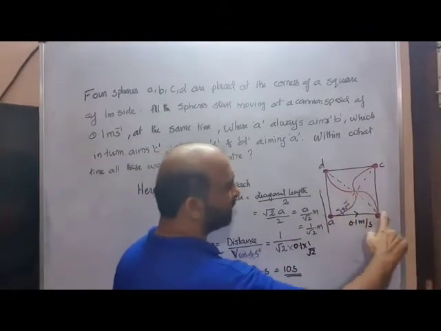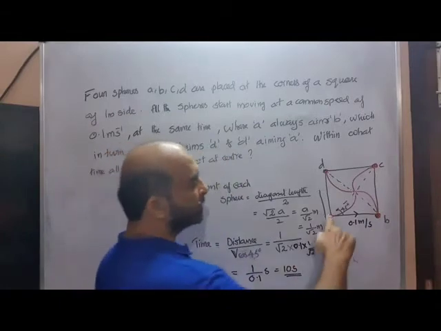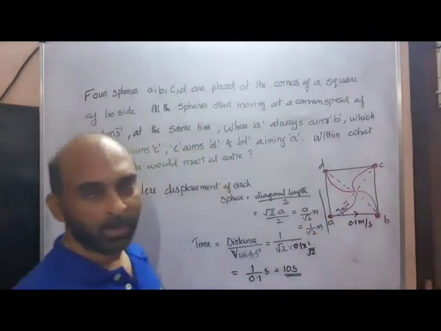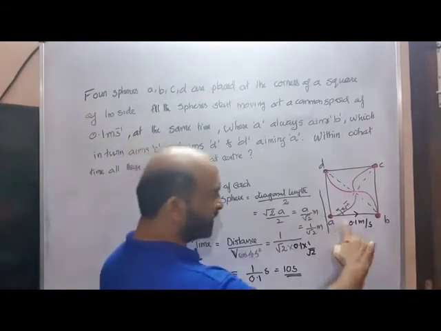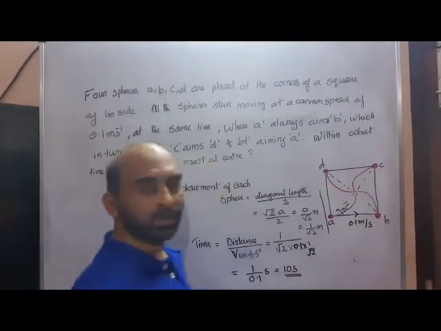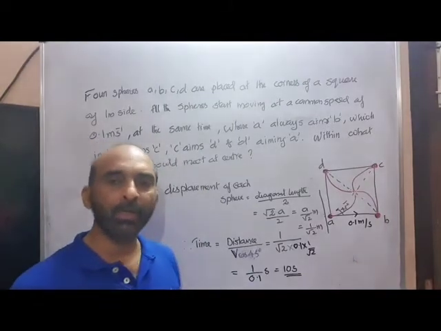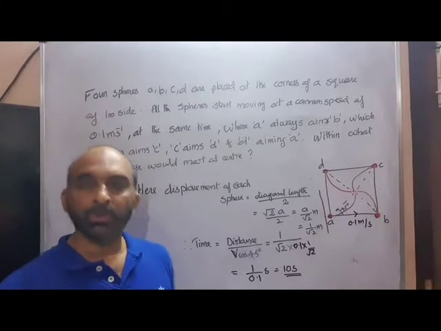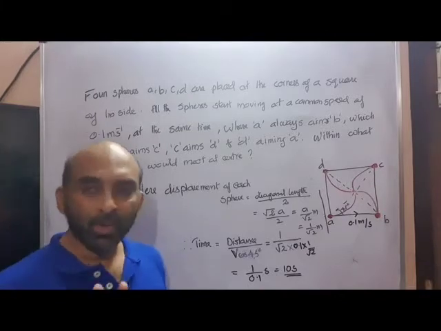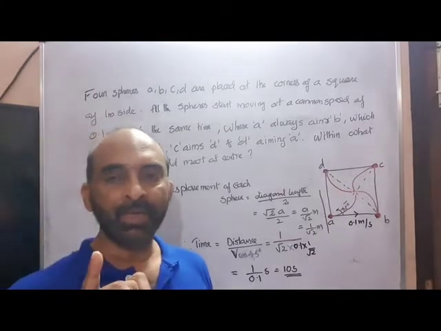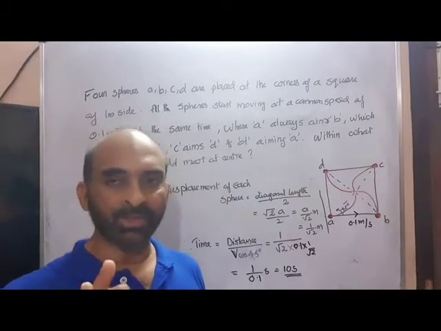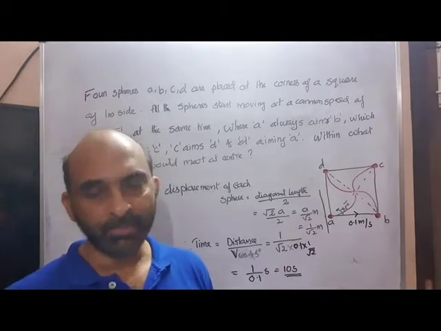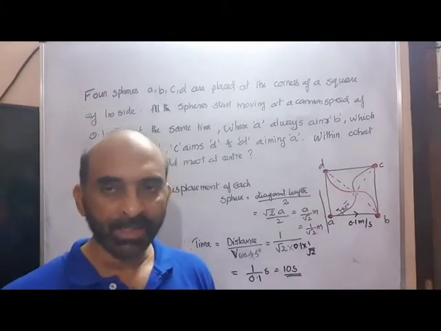This is 0.1 meter per second. So, its component along this line will be, if this is represented as V, V cos 45. The component along the diagonal is V cos 45. So, now we know the distance to be covered and also the velocity. So, distance by velocity would give you the time before they meet at the center.